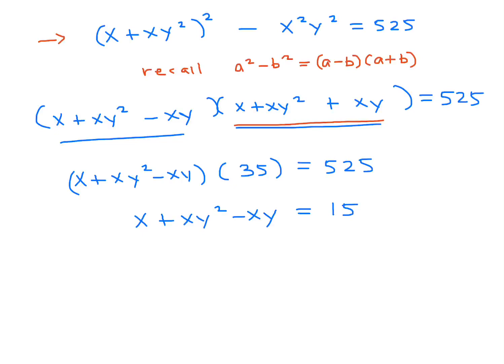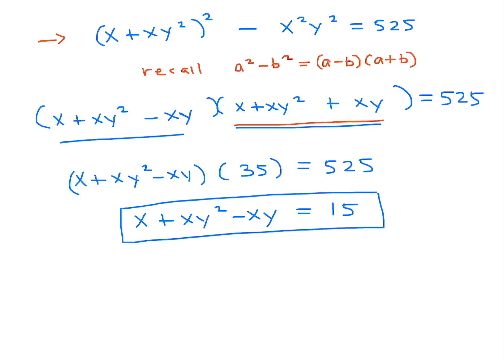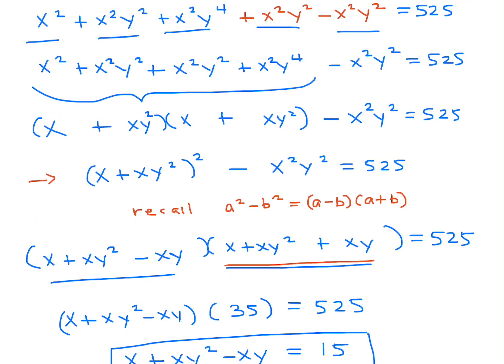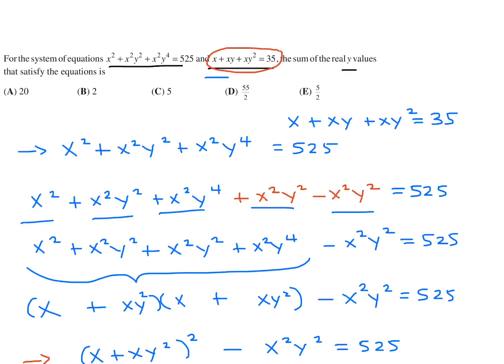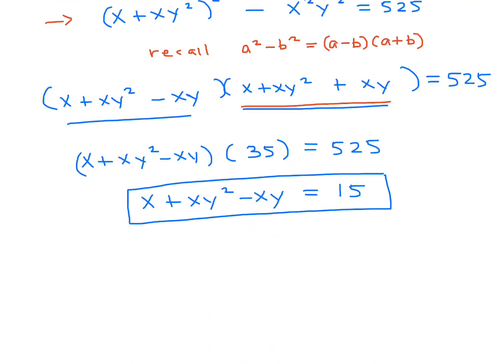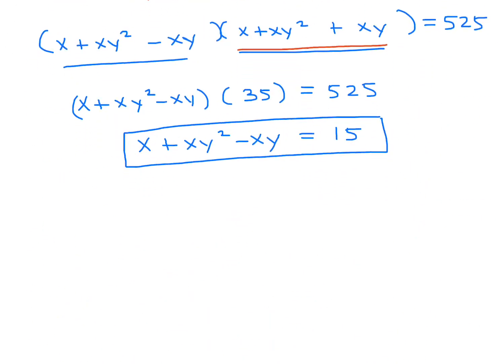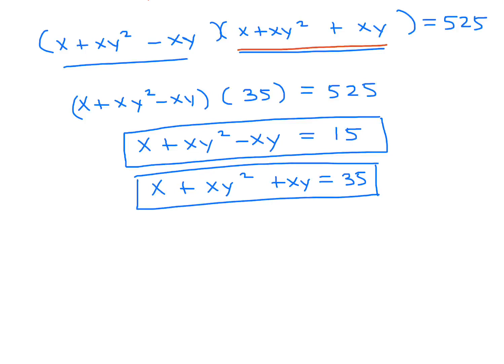All right, take a breather. We've gone this far. We can go a little bit further. So now what do we have? We have this equation here. And there's one equation that we still need to work with. It's the original one that I wrote up here. I used it recently, but we need to work with it again. x plus xy squared plus xy is equal to 35, like that. And these are our two equations that will help us solve for y.